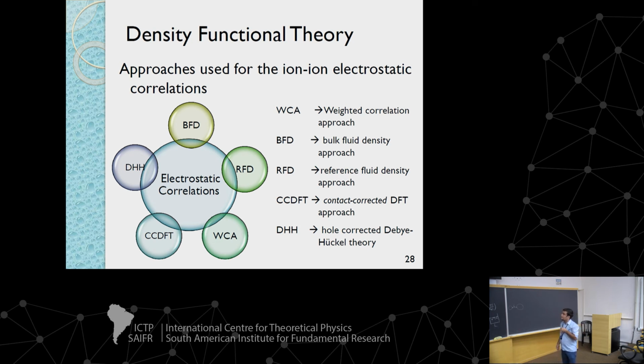So we have many different approximations, as for example, weighted correlation approach and bulk fluid density approach. We have contact corrected DFT approach and reference fluid density approach. Okay, and finally the hole-correlated biochemical theory. So these are all different ways of accounting for electrostatic correlations.